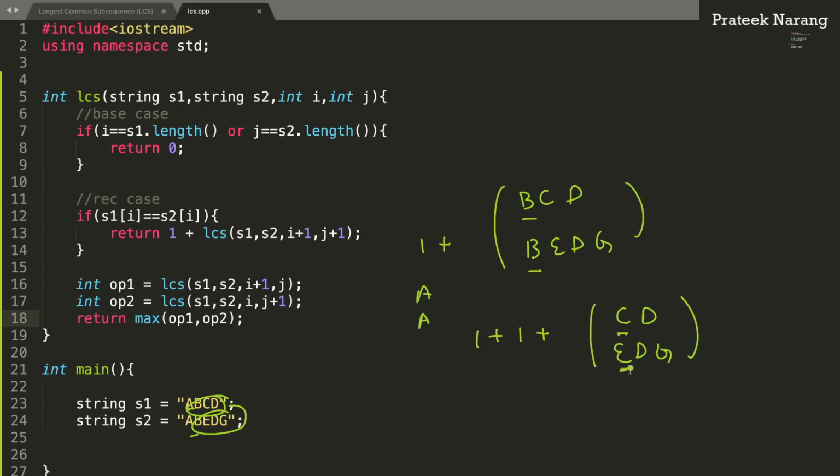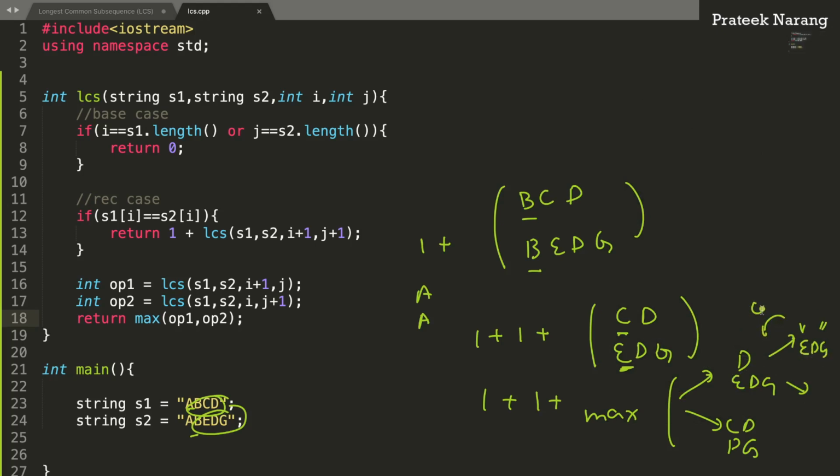Here c and d don't match, so you actually make two calls. One call is d and edg, and another call is cd and dg, right? And here also they don't match. D and D don't match, so you again make two calls. One is null string followed by edg. So this branch is going to return 0, that is clearly not the maximum one.